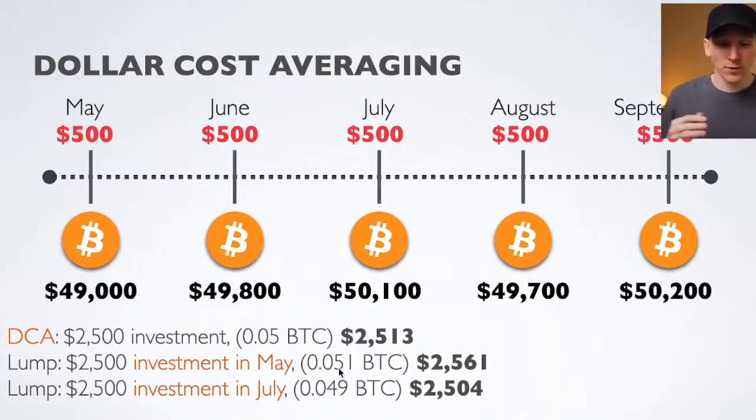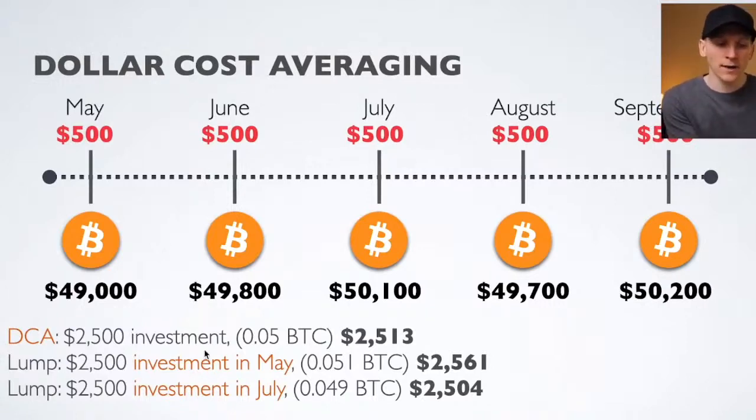but let's say you put $2,500 in July when the price is very high. Well, you put $2,500 in at a really high price, $50,100. And so you just didn't get as many Bitcoin. You actually got 0.049 Bitcoin. And the price now in September, you're only making $4 profit on that trade. So this can basically show you the difference with dollar cost averaging versus lump sum.